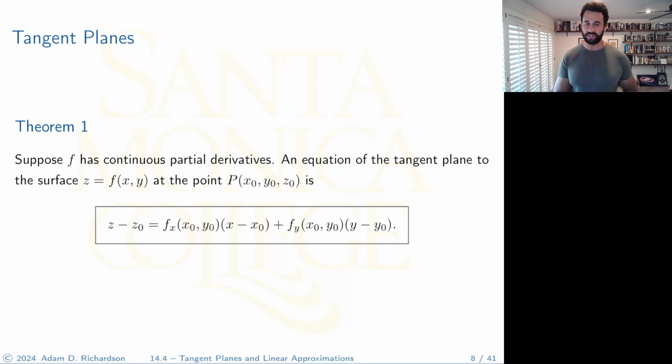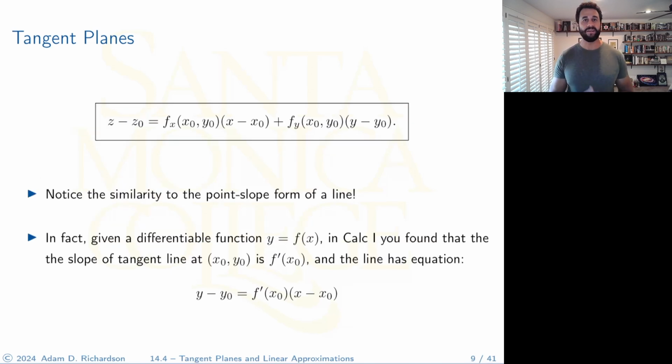That's the slope of the tangent line in the x direction. That's the slope of the tangent line in the y direction. Those are basically the direction numbers, right? It's like the direction numbers that tell you where to go in some sense. So this is the equation of the plane. That is the tangent plane. Right. Again, notice the similarity to the point slope form of a line. It's literally a natural generalization of the point slope form.